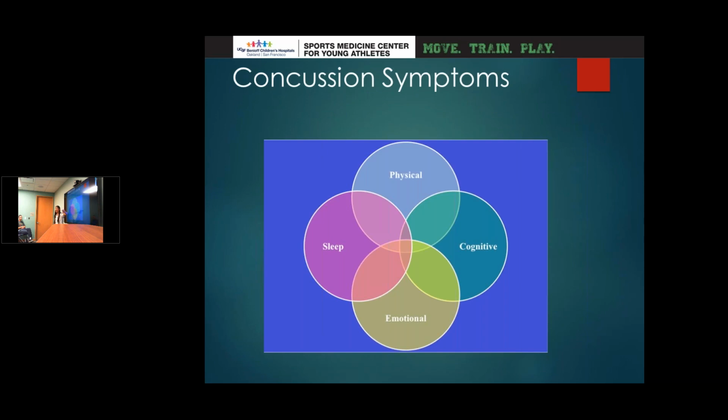Right? You can have sleep problems that have nothing to do with concussion. You can have anxiety or irritability, which has nothing to do with concussion. You have sadness. You can have a headache. It can be due to studying and bad posture, texting, right? So all kinds of things.